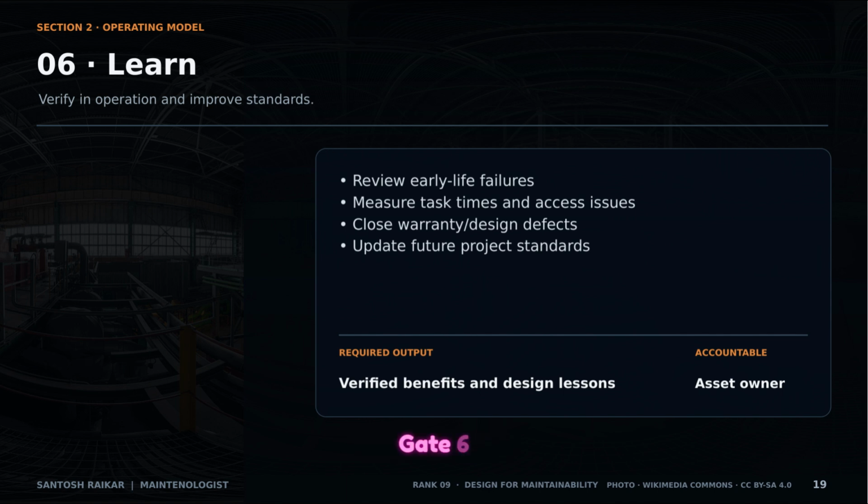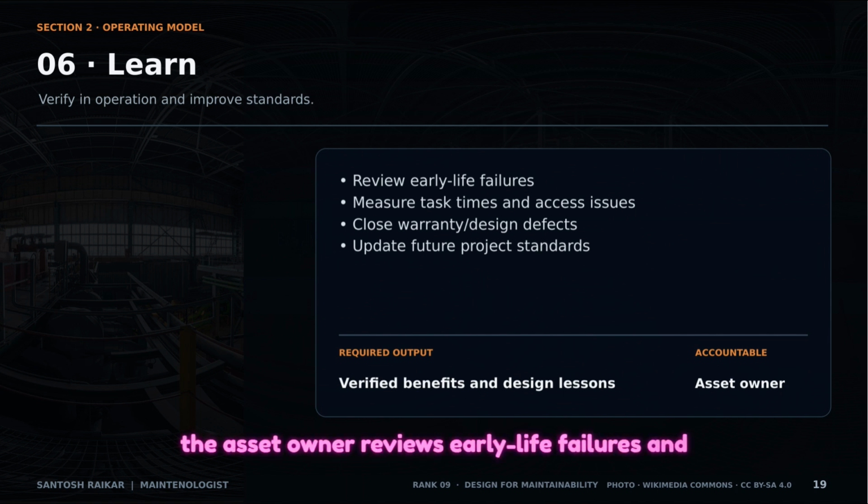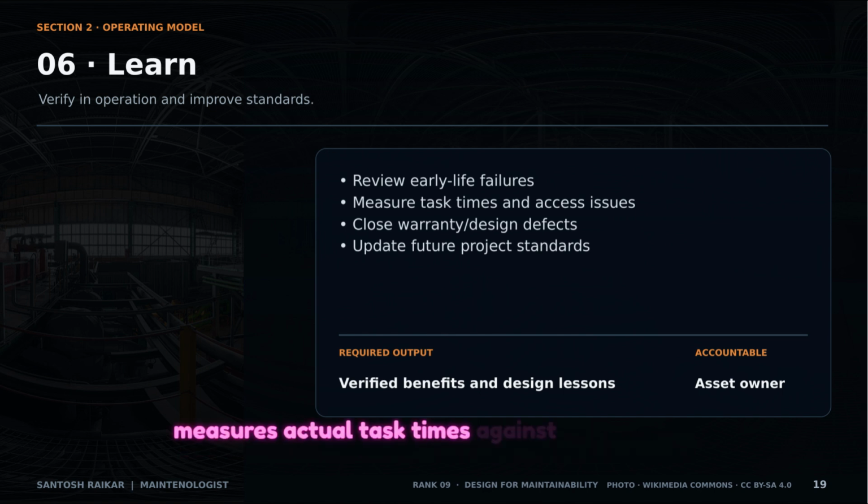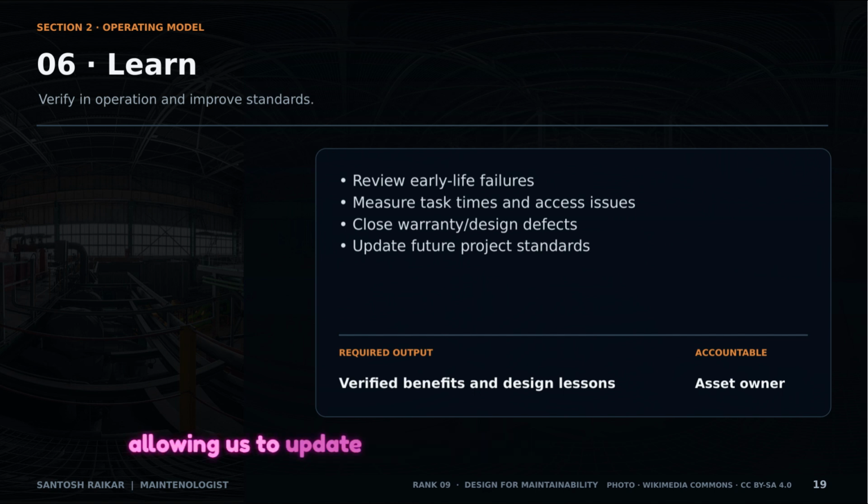The final gate, Gate 6, is learning. After startup, the asset owner reviews early life failures and measures actual task times against our original requirements. This closes the loop, allowing us to update our standards for the next project.